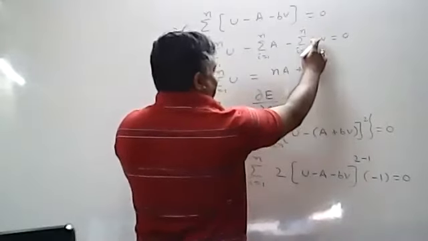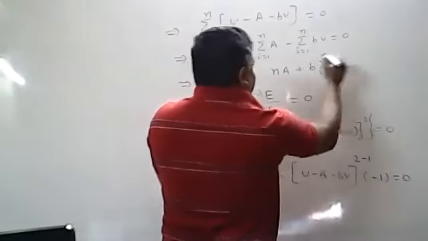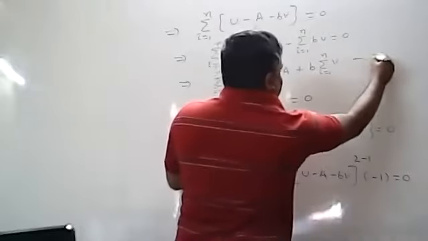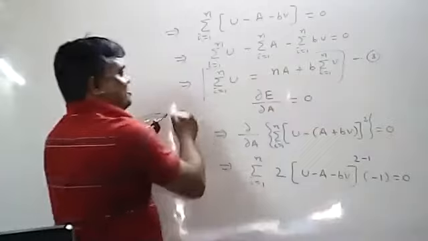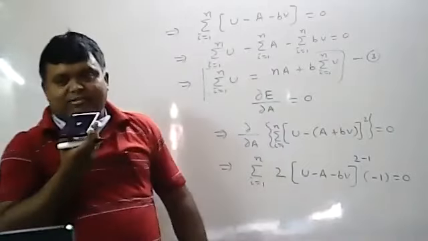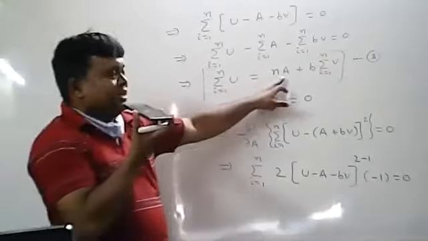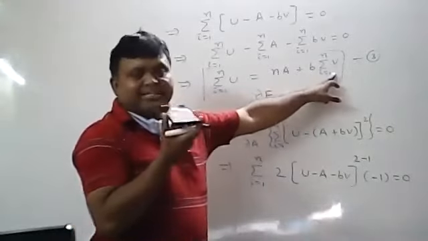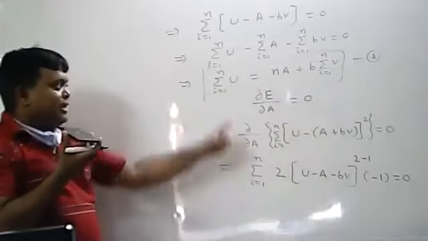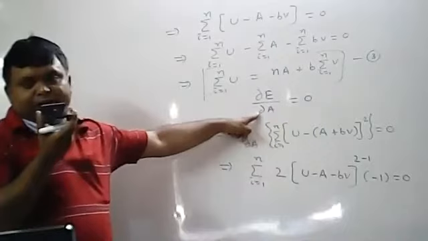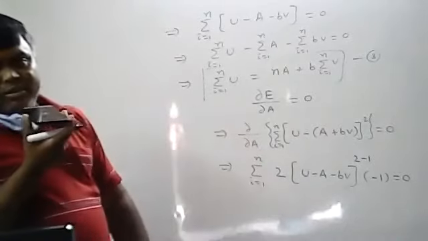B is a constant here. That should be separated. B into summation i equal to 1 to n v. This is equation number 3. So what is the first normal equation of a power curve? First normal equation of a power curve is nothing but summation u equal to n capital A plus b summation v. This is the first normal equation of a power curve. So how are we getting this? By taking dou e by dou a equal to 0.